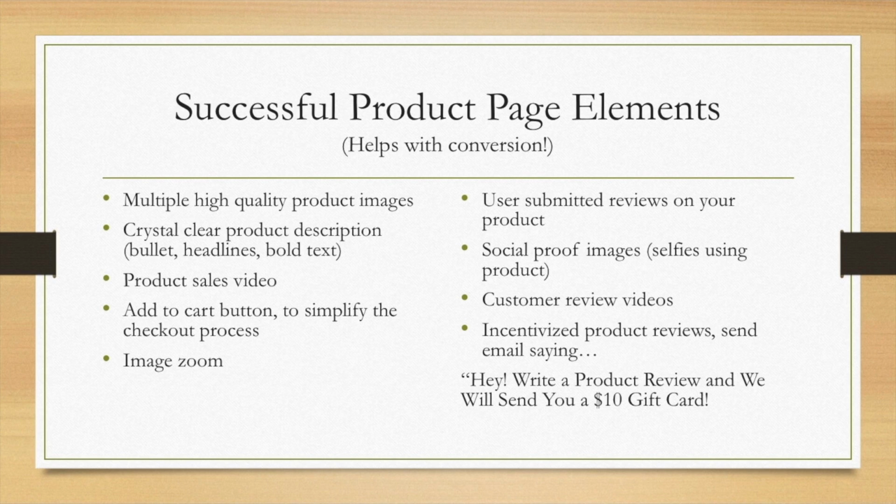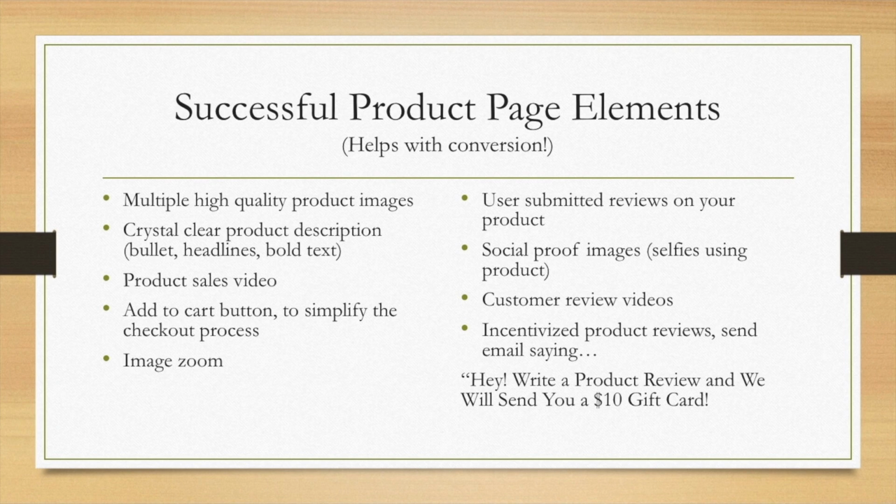The next one would be image zoom. It ties in with the first one. You want high quality photos, but be able to zoom in on the photos themselves. The next one would be user submitted reviews on your product. People like to see, hey, they enjoyed it, so you know what? I'm going to try it out. If they didn't like it, if a product has negative reviews, well, guess what? People aren't going to buy it. Or if a product doesn't have any reviews, people aren't going to buy it.